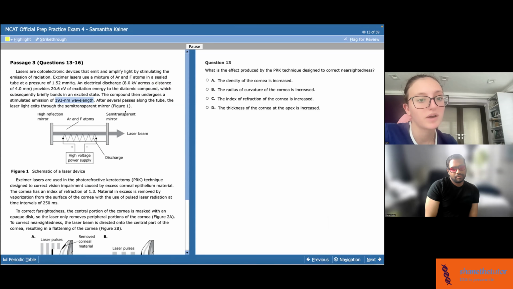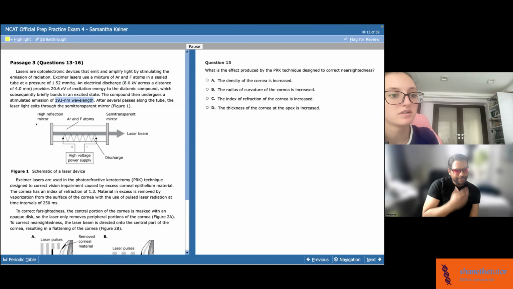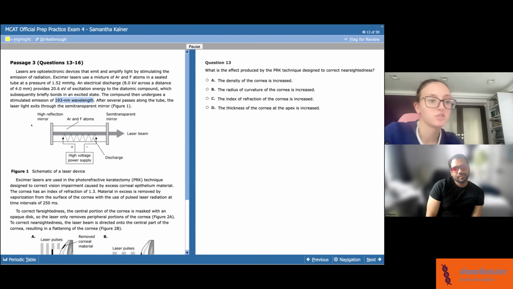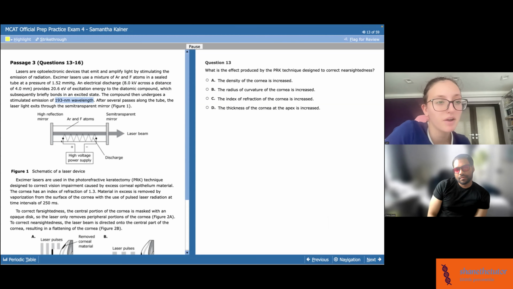After several passes along the tube, the laser light emits through the semi-transparent mirror. And so then we have this picture. I remember we did something like this, I think the first time we did chem phys. So there's a high reflection mirror, and these are the atoms, bouncing off of each other. Is that what is being depicted? And then you have the semi-transparent laser discharge. Okay, so this is a schematic of it.